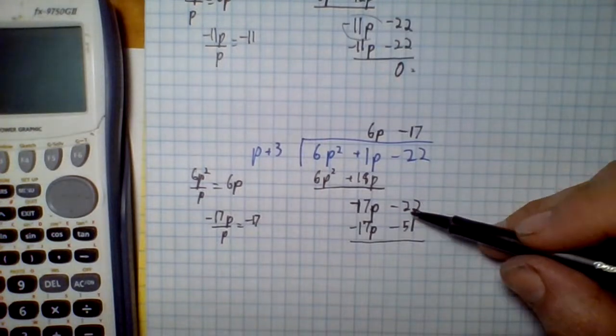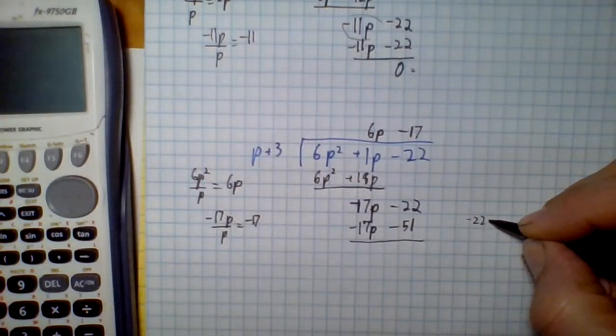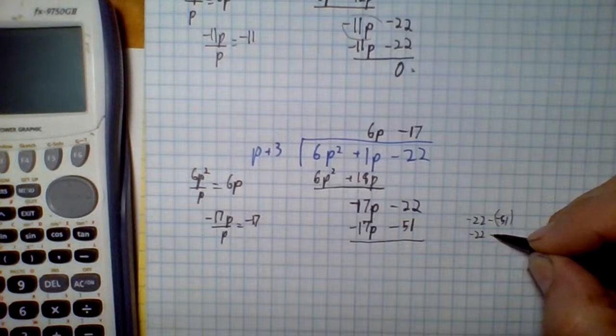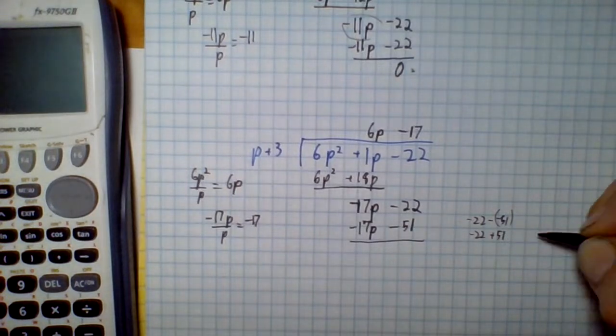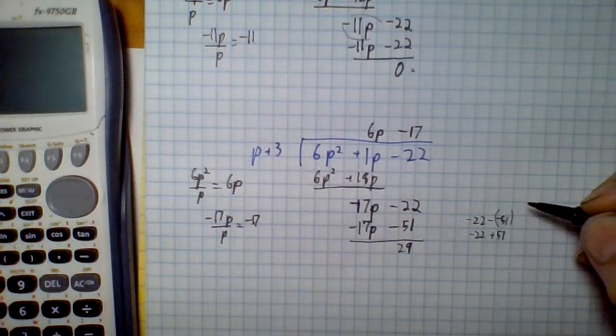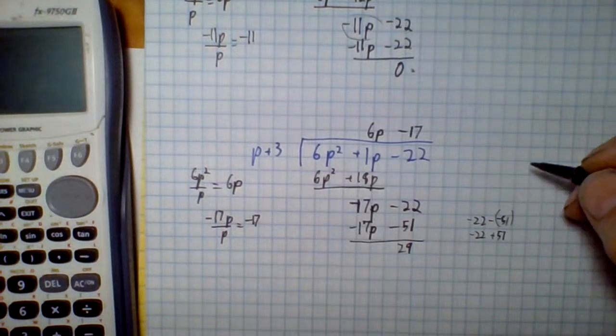Negative 22 minus negative 51 is negative 22 plus 51. So it's going to come back to positive, was that 29? It's almost 30. Yeah, 29. Positive 29. That number is going to be just the remainder on this one. So that's kind of the difference on this.